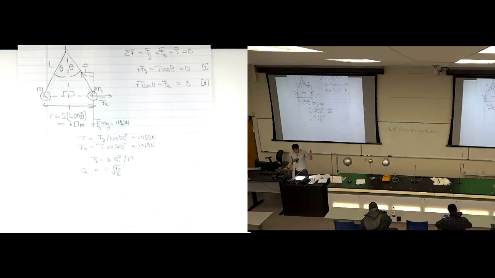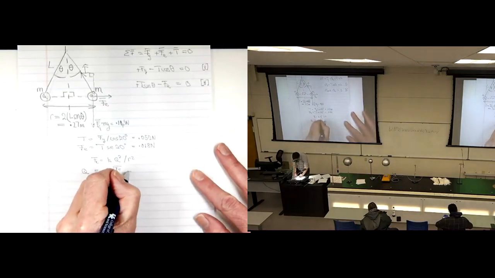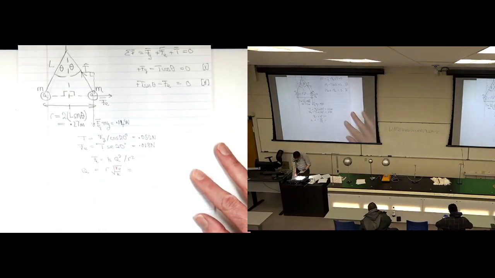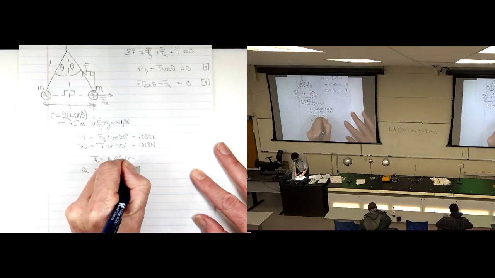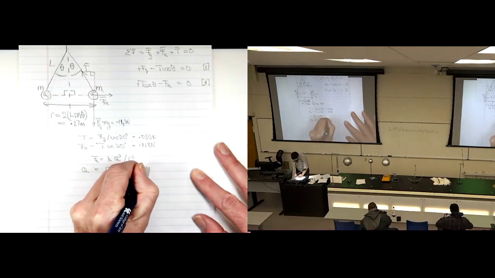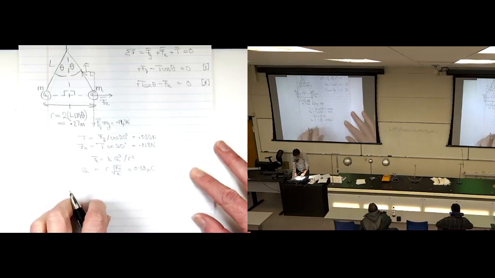I moved R squared over to the other side of the equation. I took the square root. Everything on the right-hand side now, R, Fe, and K, we know all those numbers. All I got to do is plug them in. Again, I'm not going to write it all out because it takes me too long. I'll make a mistake. Let's imagine I wrote it all out, plugged in the numbers, and I came up with the charge, and the charge came out to be 0.38 micro, 10 to the minus 6 coulombs.